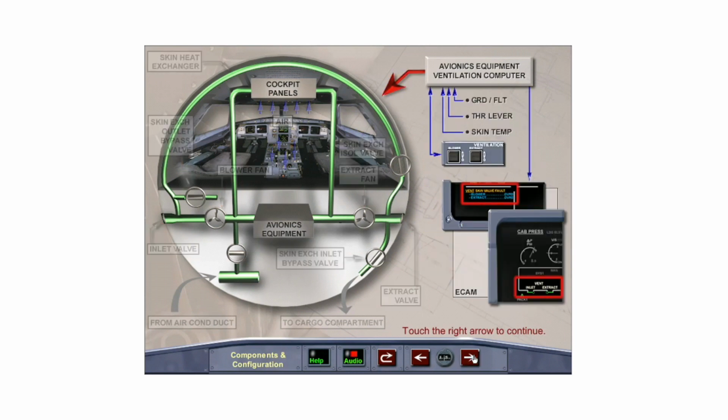The Avionics Equipment Ventilation Computer, or AEVC, automatically controls and monitors the avionics ventilation system. The AEVC receives data from the landing gear position, the thrust lever position, and skin temperature and flow information, which it uses to control the fans and valves to maintain optimum avionics cooling. The AEVC supplies information to the Ecam and warning lights.